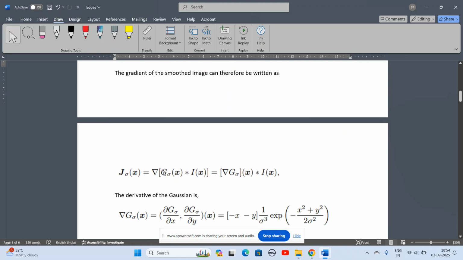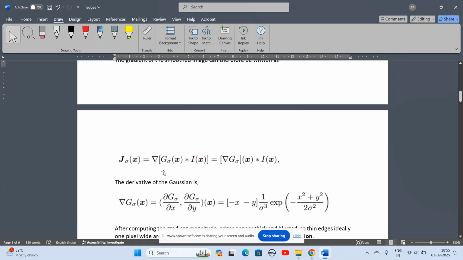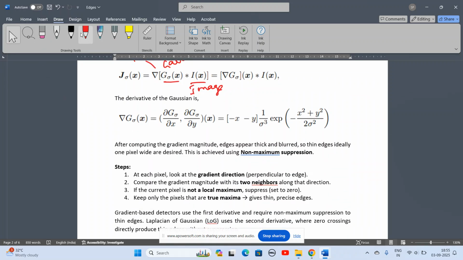After applying the Gaussian, I can take a first order derivative. Here I represents the image, G represents the Gaussian, which is nothing but smoothing, and delta represents the first order derivative. This results in edge detection. After computing this, we get the edges, but they are very thick and blurred.